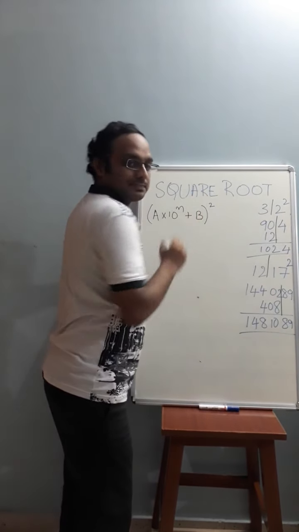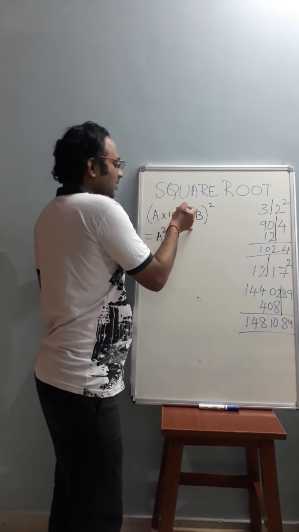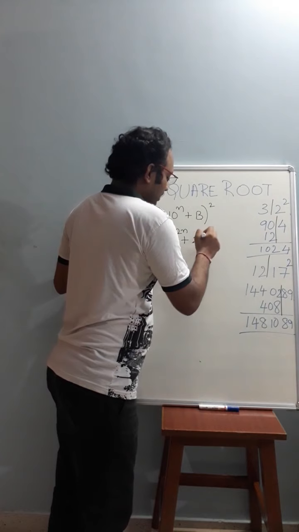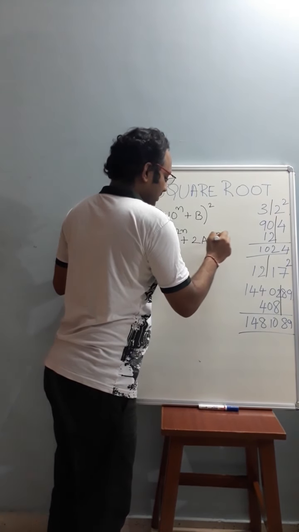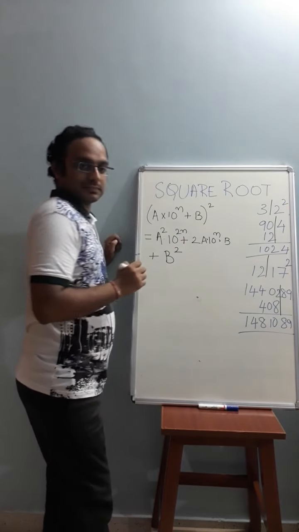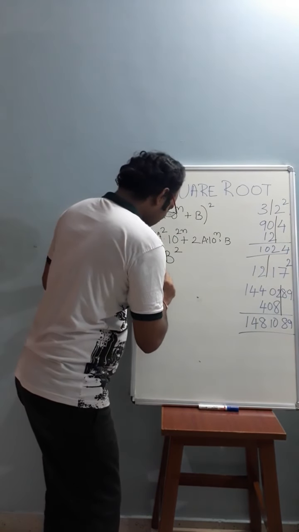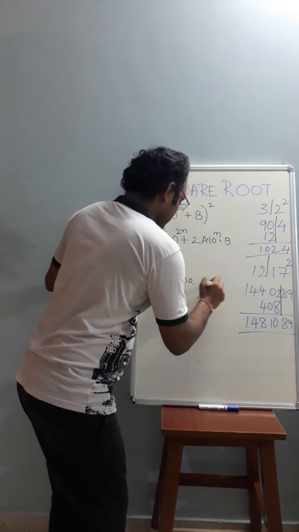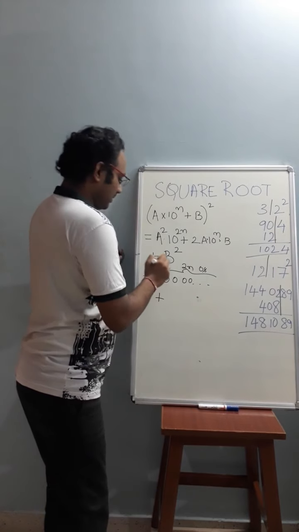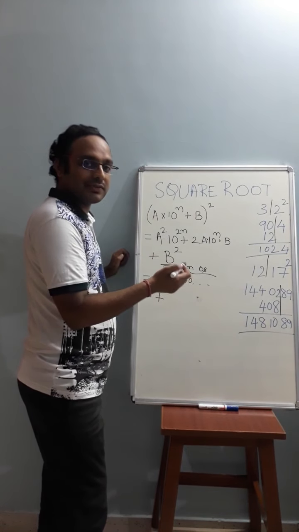We did a square of this. This would be a square into 10 to the power of 2n, plus 2 into a into 10 to the power of n into b, plus b square. a square into 10 to the power of 2n is nothing but a square followed by 2n number of zeros, that is 2n zeros, plus b square. b has n number of digits, so b square has a maximum of 2n number of digits.